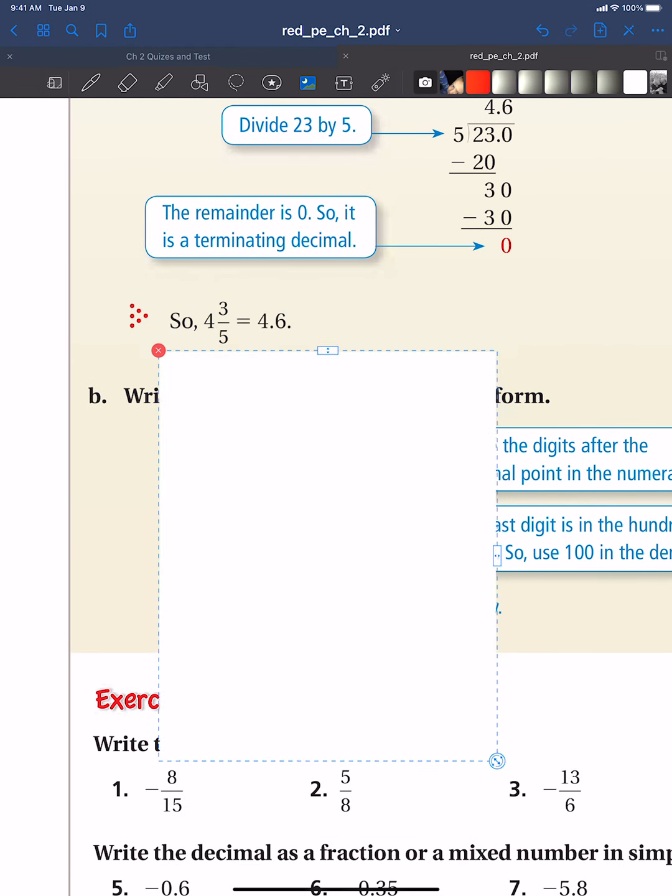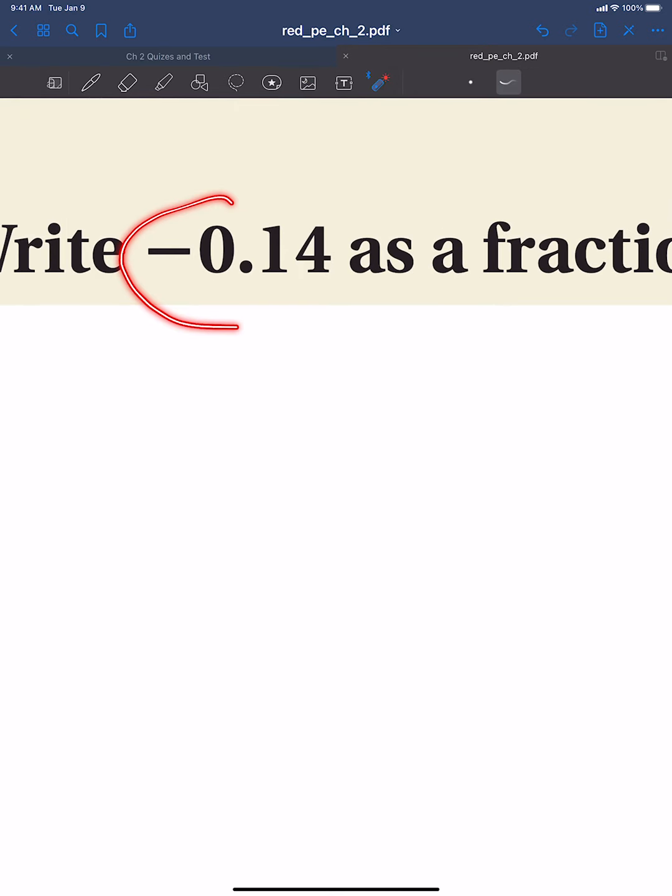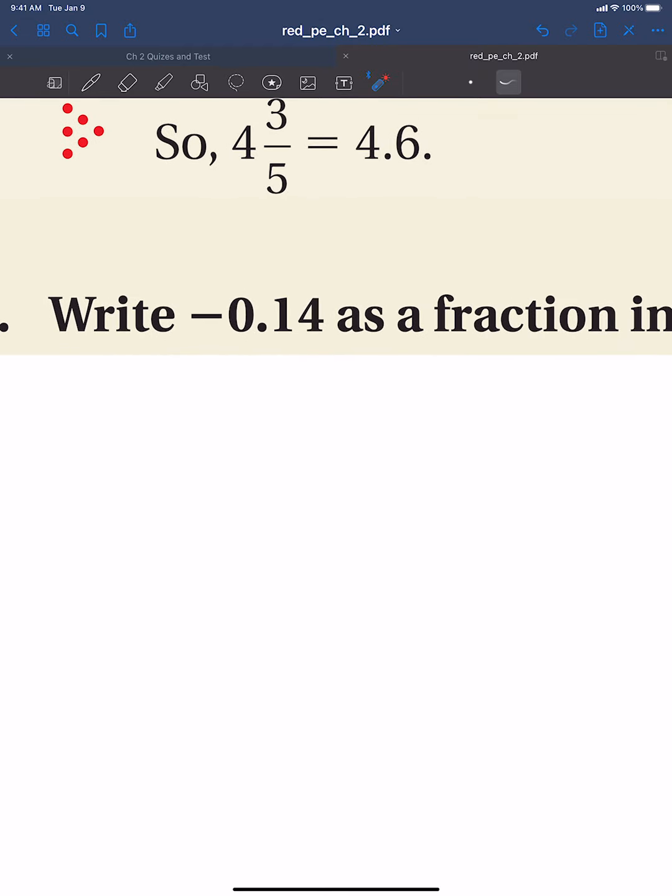All right, let's do this one. We also learned how to write decimals as fractions. So in your notes, write -0.14 and then say write it as a fraction. -0.14, write it as a fraction.